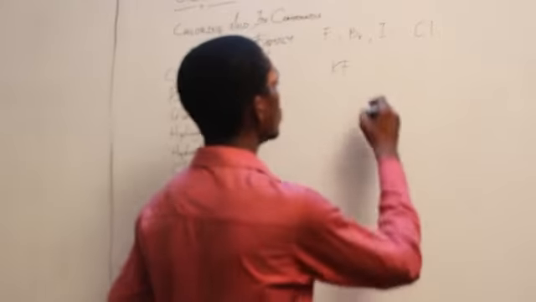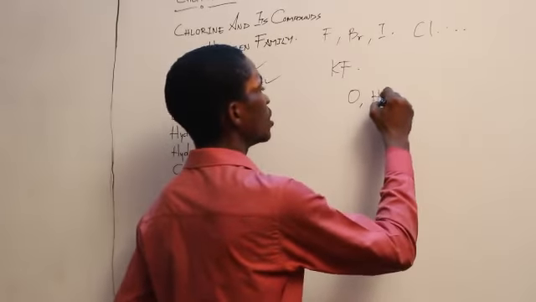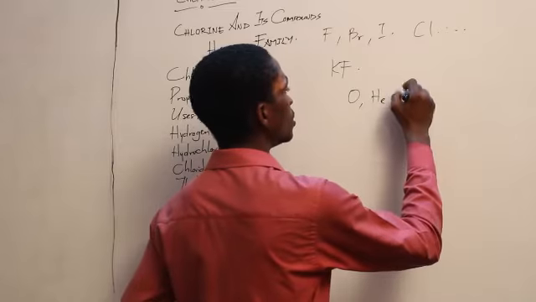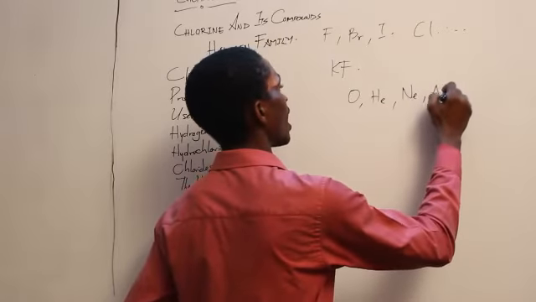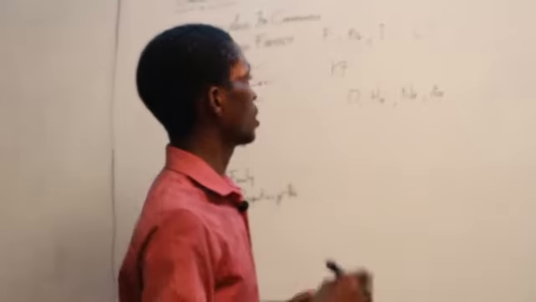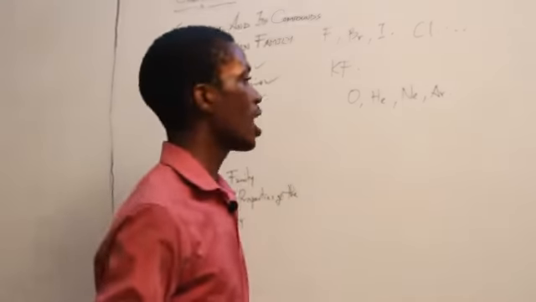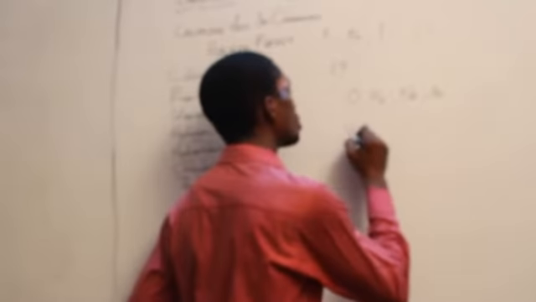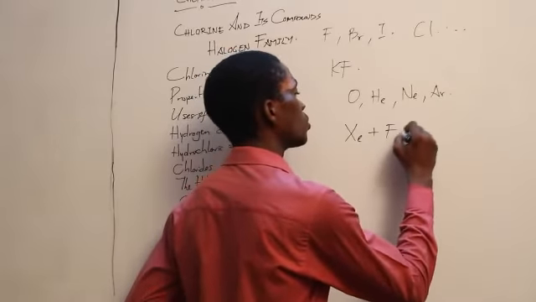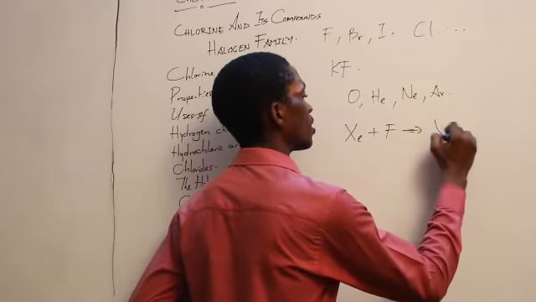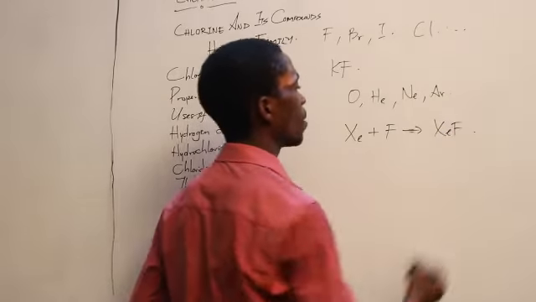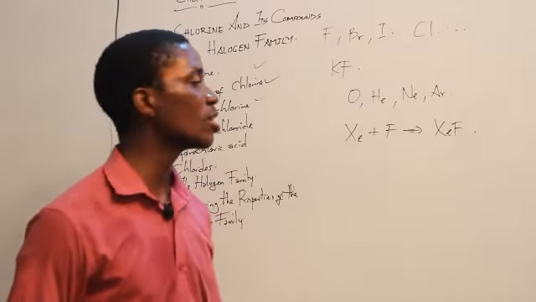The only elements which fluorine does not react with are oxygen, helium, neon, and argon. Oxygen, helium, neon, and argon. But every other substance, even xenon, it will react with xenon to produce a compound. It will react with any element. It will displace any electronegative element from any system.